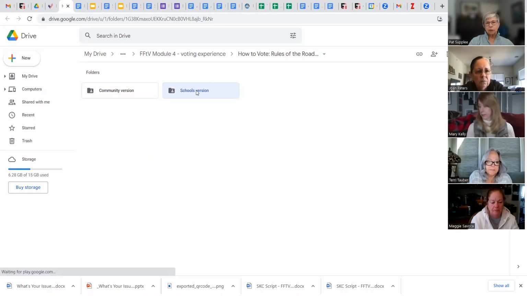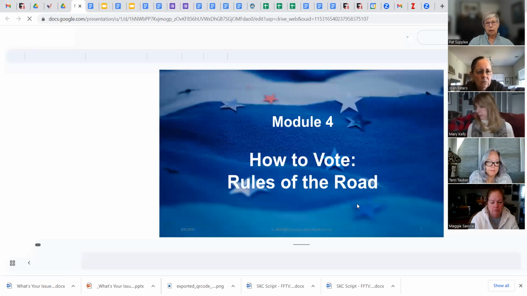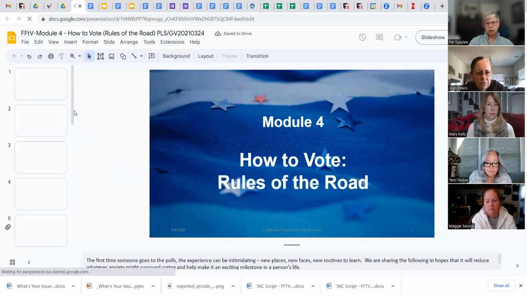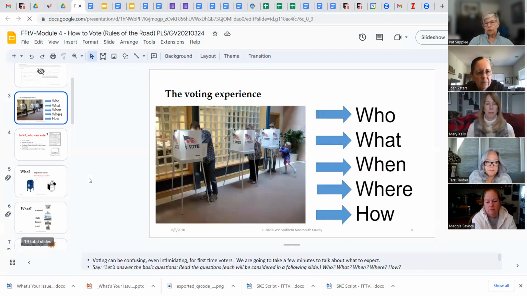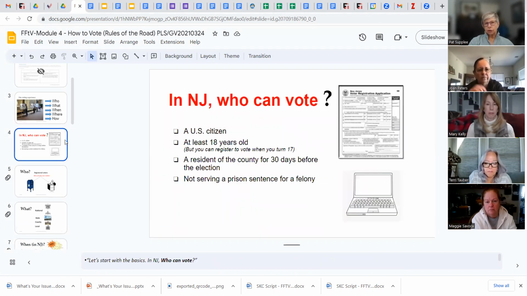Okay, the How to Vote Rules of the Road is a slideshow. We've got a community version and a school version, so I'm going to go to the school. Can you see the slideshow? Yes. Okay. So these are the questions that this slideshow actually answers. And it goes through things like registering.